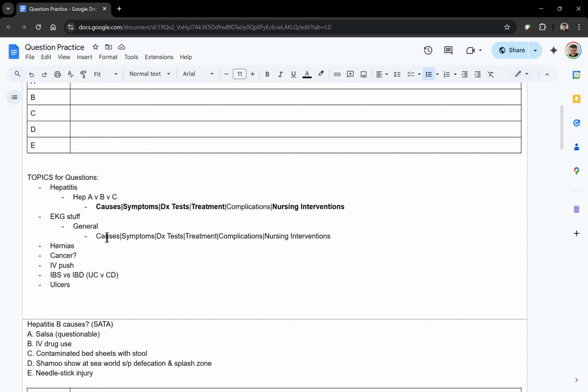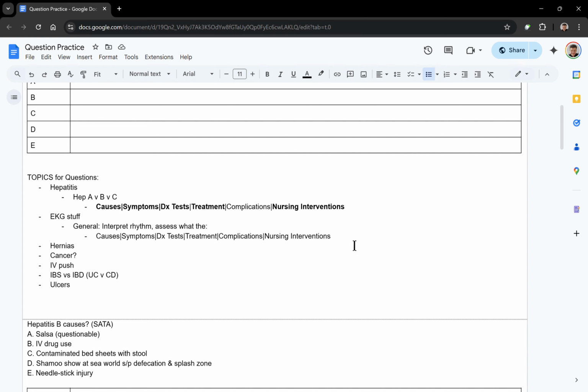You have to interpret the rhythm, and then assess the causes. Symptoms pretty much are the same. What the diagnostic test, the treatments, complications, and nurse interventions would be for the EKG in question.